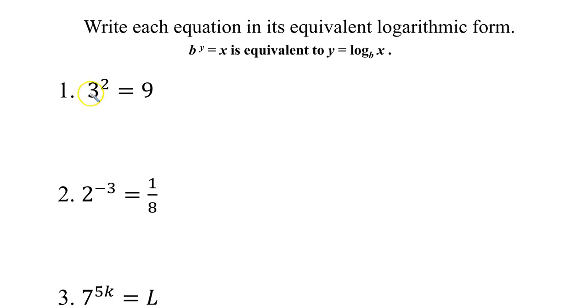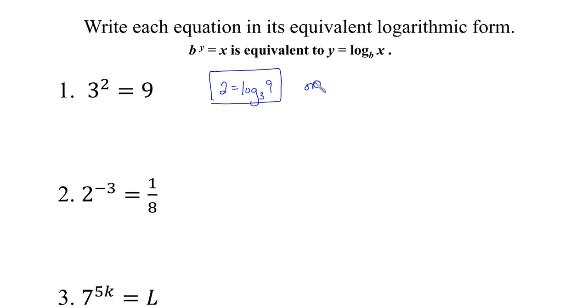So let's examine 3 to the second is equal to 9. In this case, we can identify y as 2, b as 3, x as 9. And so if we put those in the appropriate places, y being 2, so 2 is equal to log base 3 of 9, that's my x value, and this is our equivalent logarithmic expression.